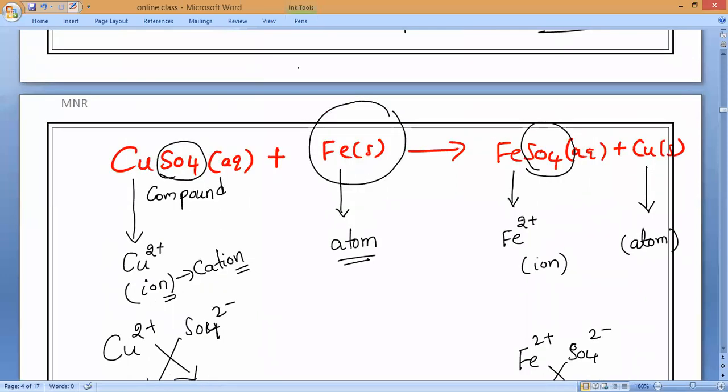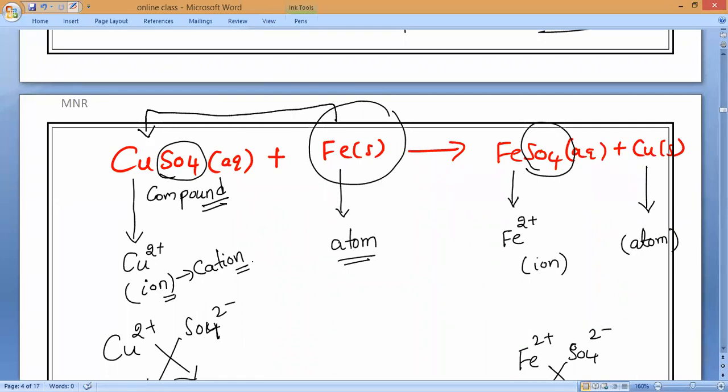Sulfate is not reacting in the reaction. Is it yes or no, guys? Only iron is more reactive, so it is replacing the copper position. Observe, copper is in ion state before the reaction because it is in compound state, so it is an ion.